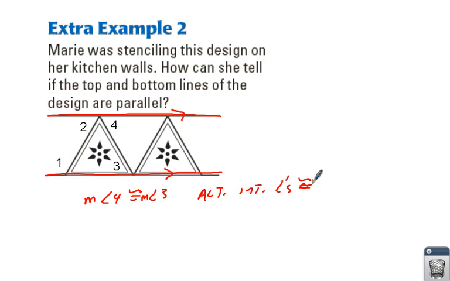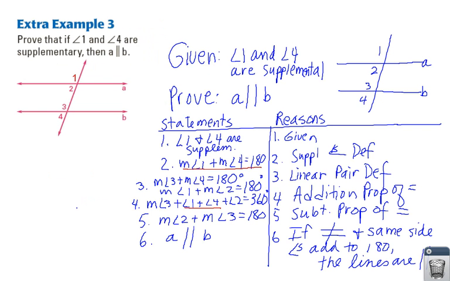Going to the next slide, let's see what we got here. Oh, we have a proof. This one's already done for us. We'll just walk through it. It says prove that if angle 1 and angle 4 are supplementary, then A is parallel to B. So we're going to prove that. Given angle 1 and angle 4 are supplementary, so we could first state that they're supplementary. That was given. And then the measure of angle 1 plus the measure of angle 4 equals 180, by the definition of supplementary. Just converting it to measures.